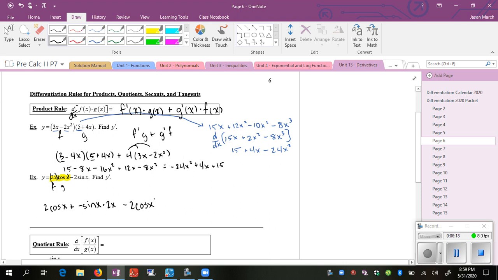And you could leave your answer like that. We can combine like terms here. You can see that these cancel, and we end up just getting negative. Usually when we have variables multiplied with the trig function, we write it in front. So negative 2x sine x is our final answer there.